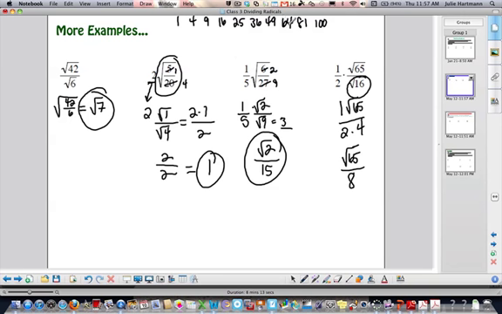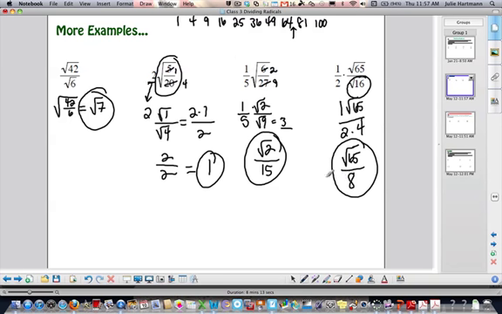65 is a big number, but if you look at that, that'd be right here. None of these go into 65 evenly. Okay, so that is it. Square root of 65 over 8. Okay, that is more examples on just simplifying.